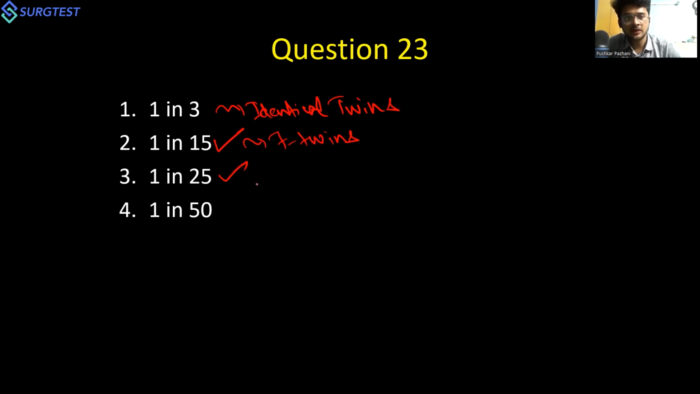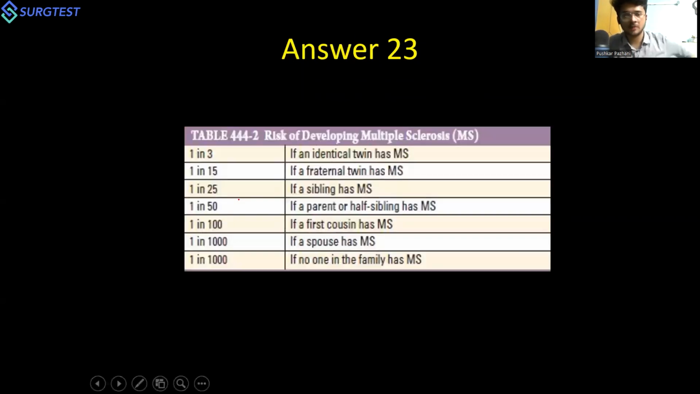Maybe I'll keep a tabular column. It'll be easier for you guys. So 1 in 3 is for identical twins. 1 in 15, that is in our MCQ, is for fraternal twins or non-identical twins. 1 in 25 is for any other normal sibling. And 1 in 50 is for half siblings as well as parents. Whereas first cousin is 1 in 100, and the normal risk is 1 in 1,000.